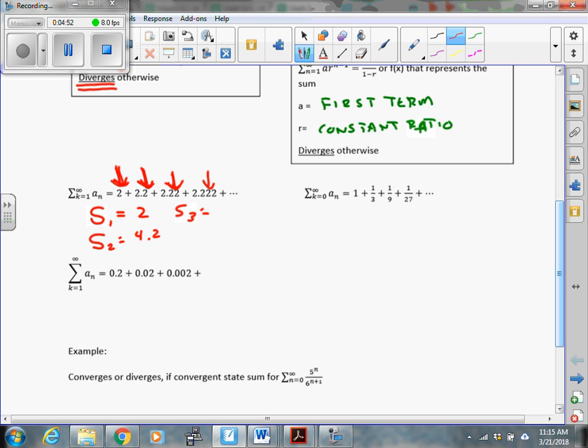Now I'm about ready to have fun. That's 6.42. And if these sums are continuously getting larger and the difference between them is not shrinking, then it's divergent. So this series is divergent, or it diverges.